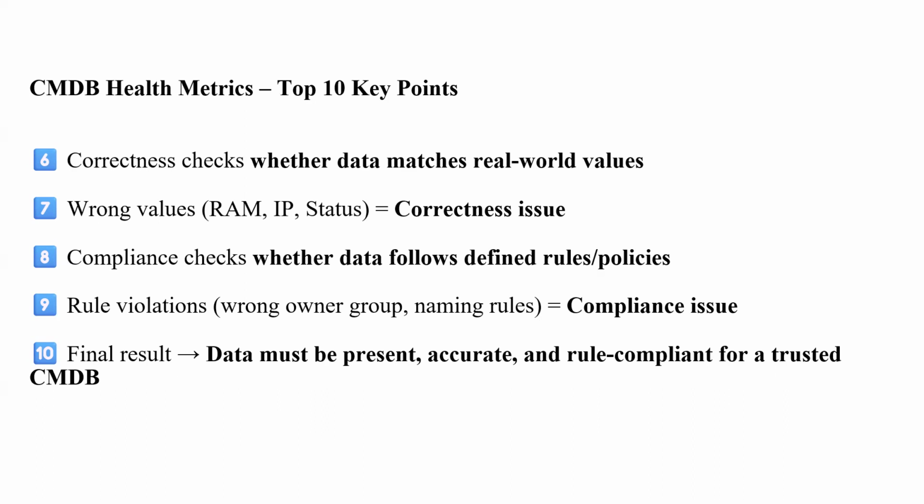Then we can conclude: completeness is data present, correctness is data accurate, and compliance is whether it follows the rules or not. That's the 3 Cs.